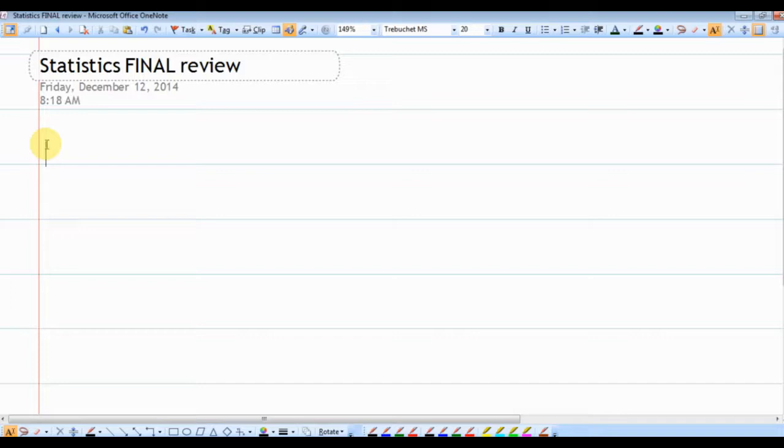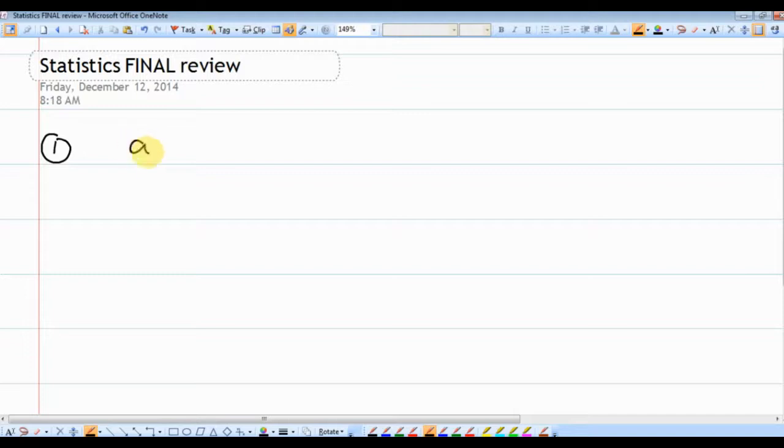Number 1, the mean age of 5 people in a room is 30 years. One of the people who is 50 years old leaves the room. What is the mean age of the remaining 4 people? Okay, so let's remember how this works. We had 5 people. One of them is going to be 50 years old.